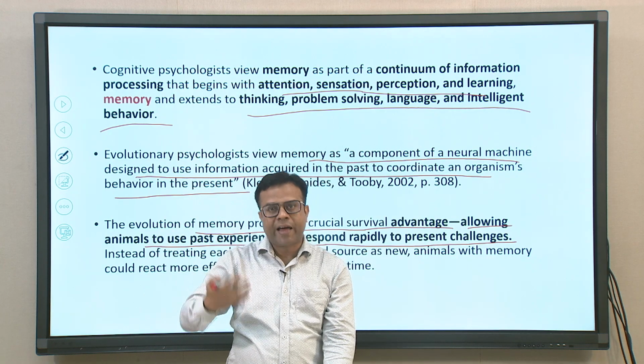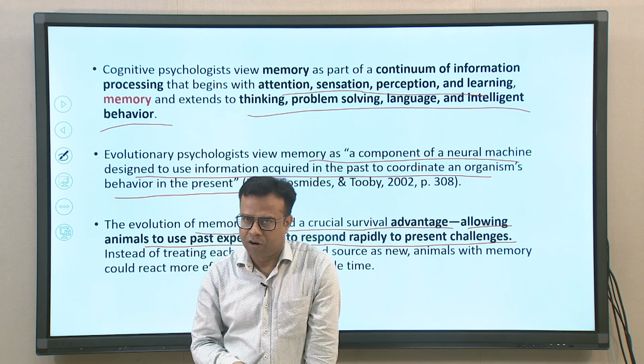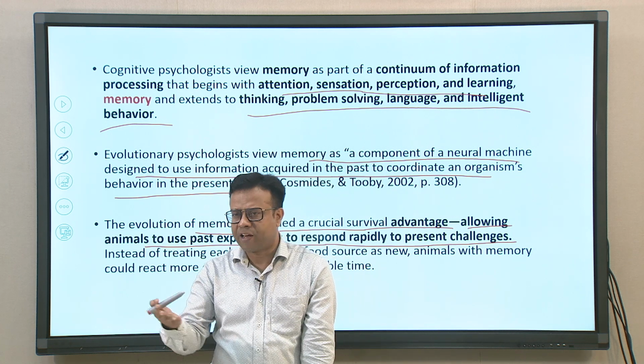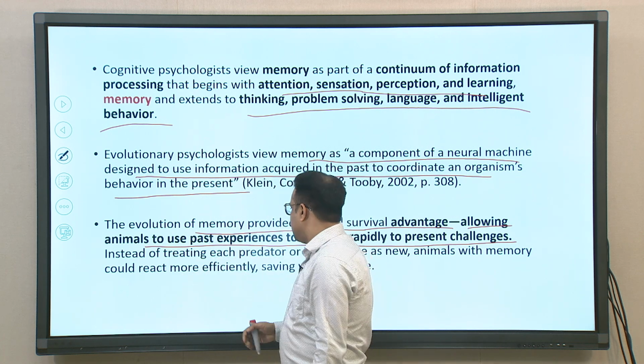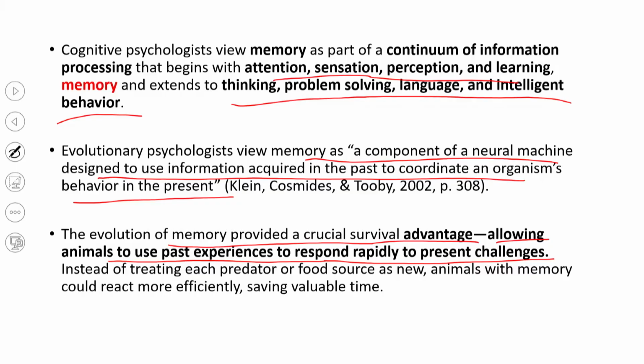So, memory helps us to survive and function better in the world. Without memory, we will not be able to survive and function in the world. Memory helps us, for example, instead of treating each predator or food source as new, animals with memory could react more efficiently, saving valuable time. For example, for a deer, the moment it sees a lion, it has the memory that this is dangerous and that it can attack me.